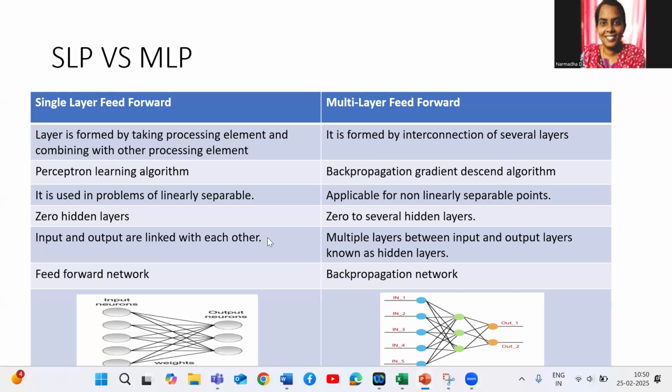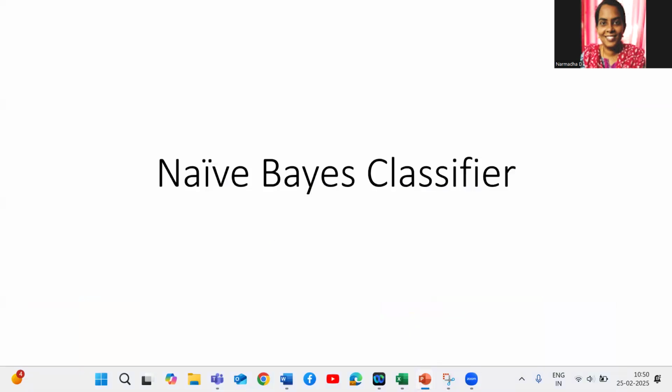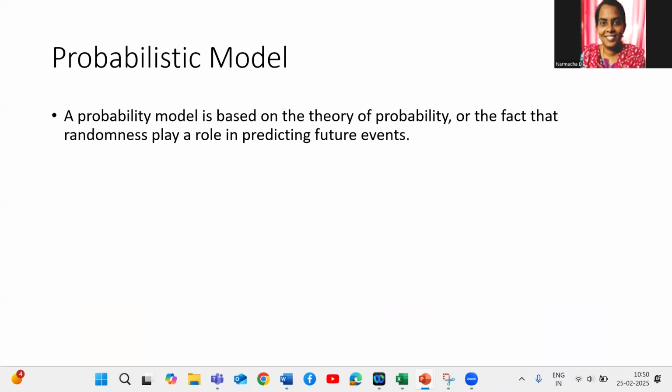So now, understanding the difference, we are moving on to the next topic, that is the Naive classifier. A Naive classifier is a probability based classifier. So this works on the theory of probability, on how we will be able to predict future events based upon the probability of the event which had already taken place.